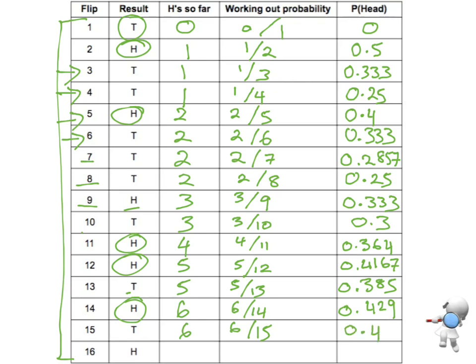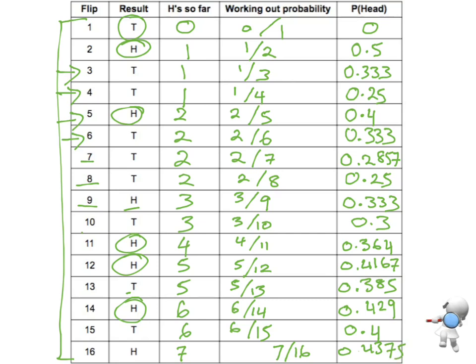15 is a tail, so still only 6 heads, 6 out of 15, and that is 0.4. And tossed coin number 16, that's another head, so now I've got 7 heads, so that's 7 out of the 16 times that I've done it, so that's giving me a chance of 0.4375.